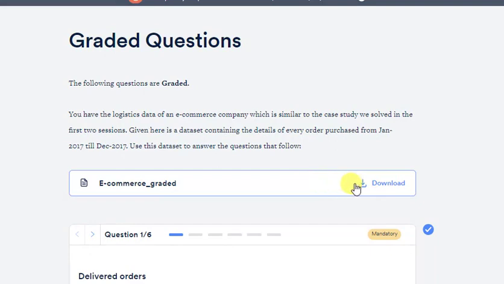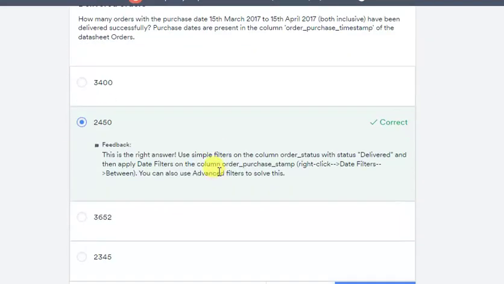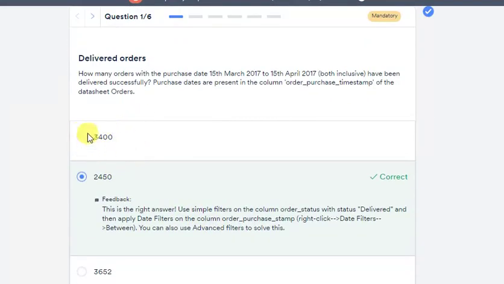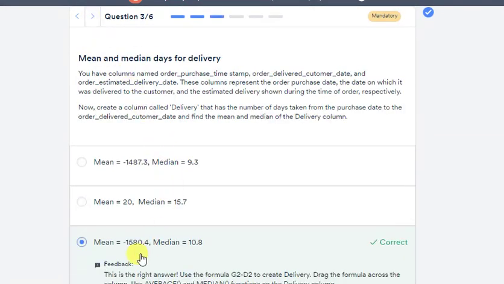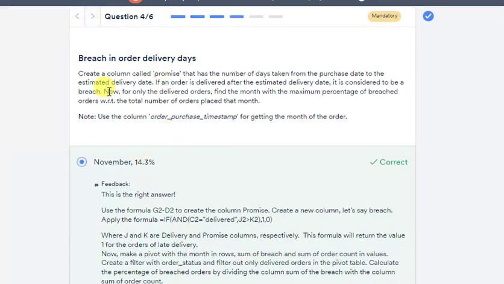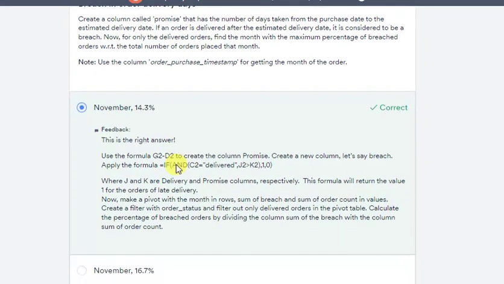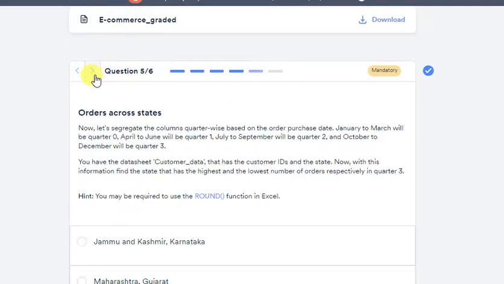Yes, I think some database is given. This database is given, and we have to solve this question based on the database. Okay. This is the month maximum. Say only one will be there. Then the mean. What is the mean and the median? That also we need to find out. And also beach. Okay. This is the one.